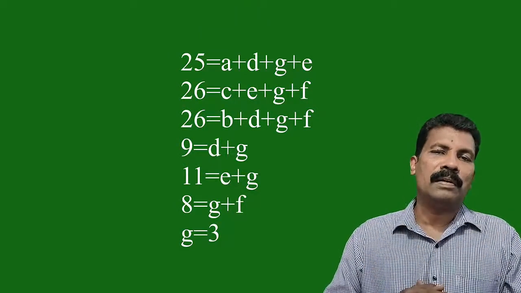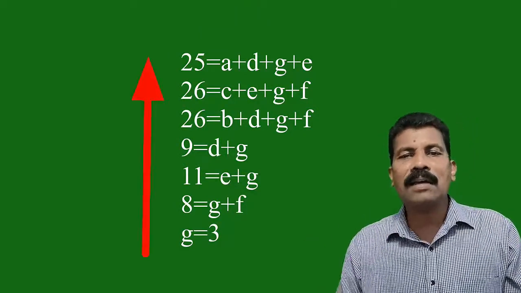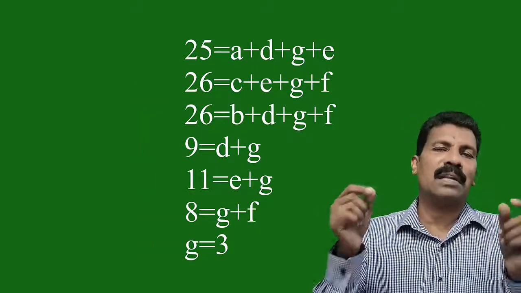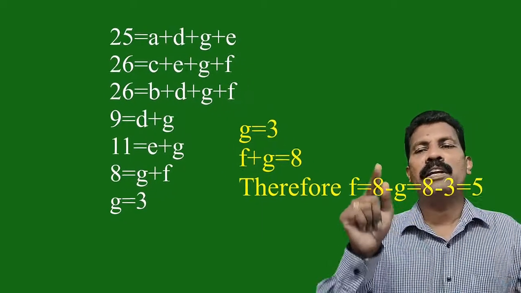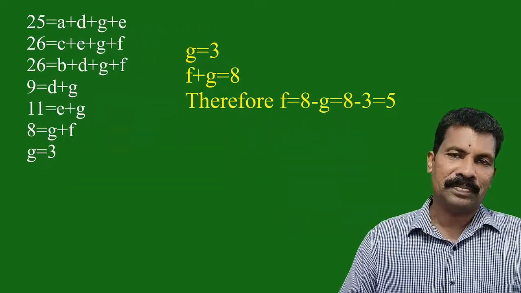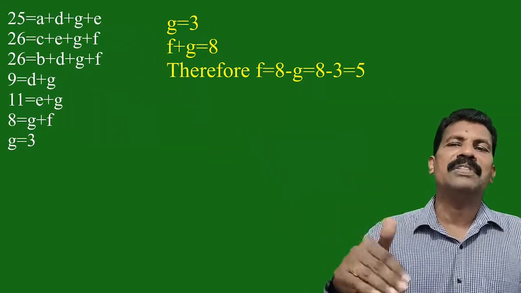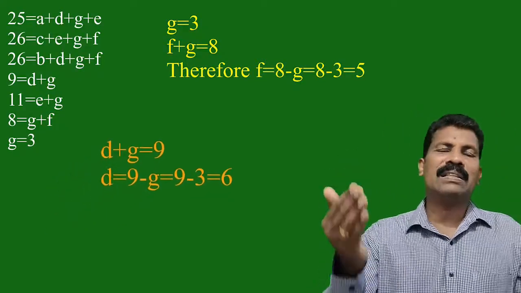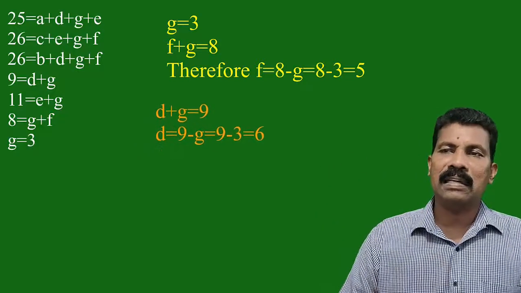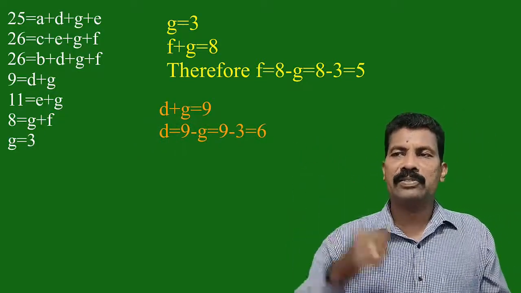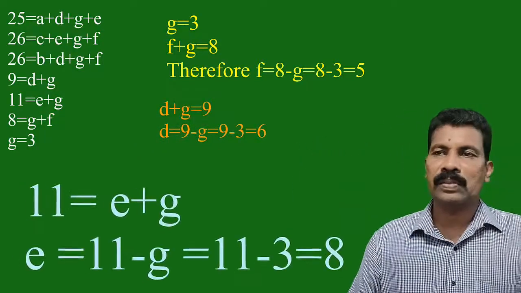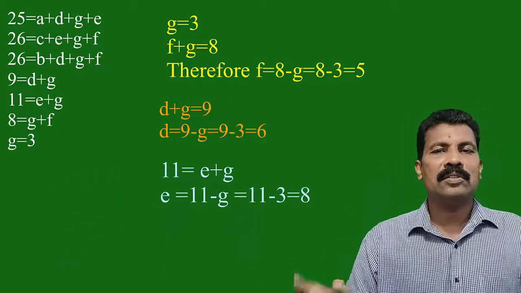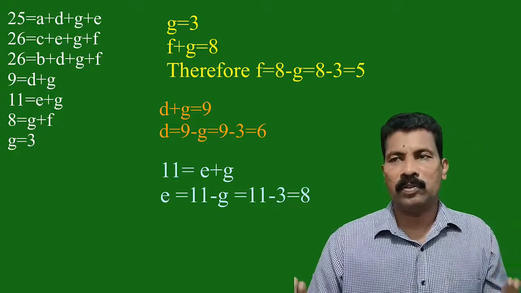It is very simple. We will start from the last equation. G is given to be 3. And we know F plus G is 8. So we can find F is equal to 5 here. Similarly, using the value of G, what is D? D is equal to 9 minus G, so that is equal to 6. And E is equal to 11 minus G. G is 3, so 11 minus 3 means 8. So E is equal to 8.